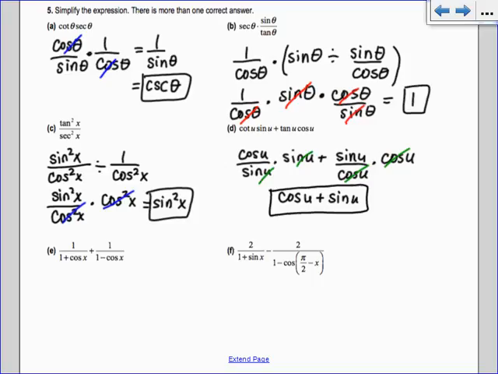Okay, and then on the next one, we have different denominators. We have 1 plus cosine of x, and we have 1 minus cosine of x. So we're going to go ahead and get common denominators, which we'll do a lot. So on the first one, I have 1 over 1 plus cosine of x, and I want to be able to combine these two fractions, so I'm going to multiply by 1 minus cosine of x on the top and the bottom.